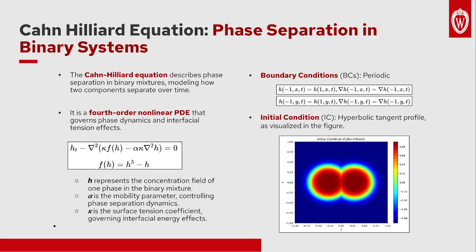Next, boundary conditions define how the system behaves at the edge of the domain. In our case, we use periodic symmetric boundary conditions. Note that our spatial domain is from -1 to 1.